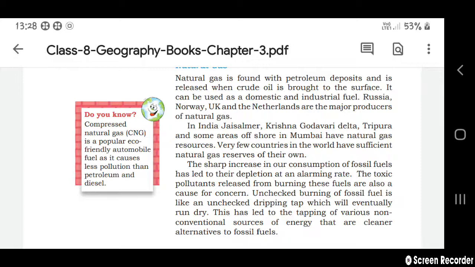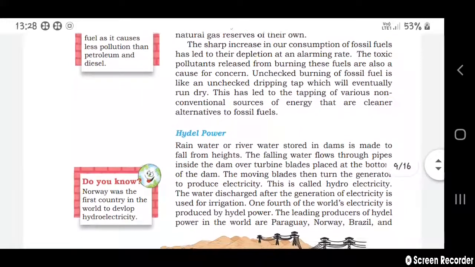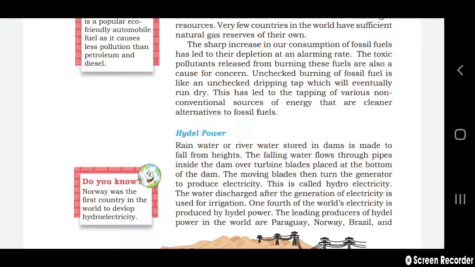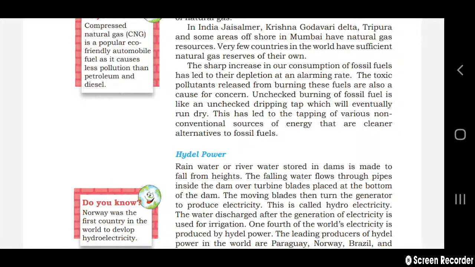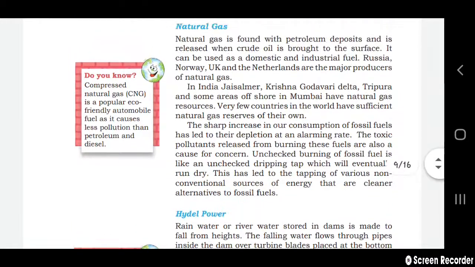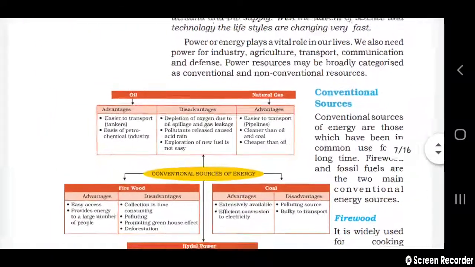Very few countries in the world have sufficient natural gas reserves of their own. There is a sharp increase in our consumption of fossil fuels that has led to depletion at an alarming rate. The toxic pollutants released from burning these fuels are also a cause for concern. Unchecked burning of fossil fuels is like an unchecked dripping tap which will eventually run dry. This has led to the tapping of various non-conventional sources of energy that are a cleaner alternative to fossil fuels.